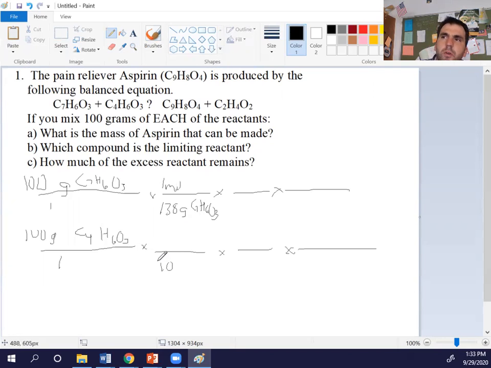Is it 102 or is it going to be 102? Right. So 102 is fine. 102 grams C4H6O3. So I'm going to fill out these other stoichiometry problems. C 138. Not 138. Oh, sorry. And then my mole ratio, both of these is 1, correct?